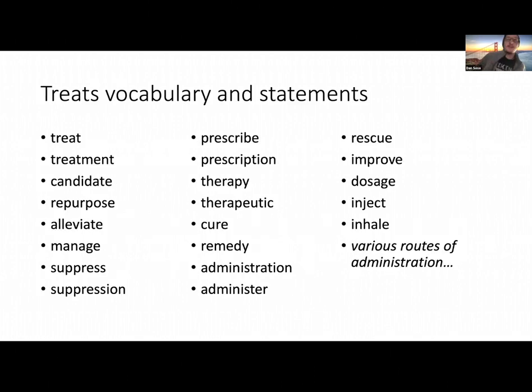We looked for a list of words that indicate some sort of treatment. So literally words like treat, treatment, other words about how the drug is administered, and also words like repurpose in the case of more experimental or computational studies.